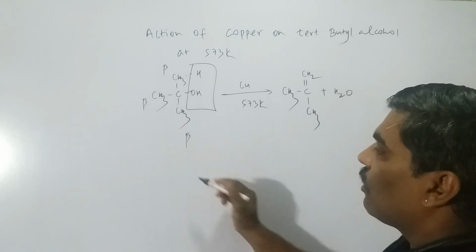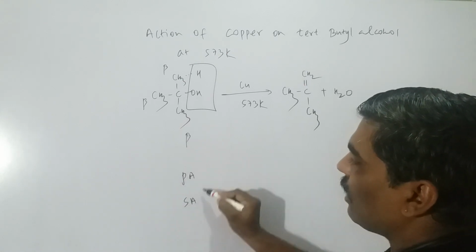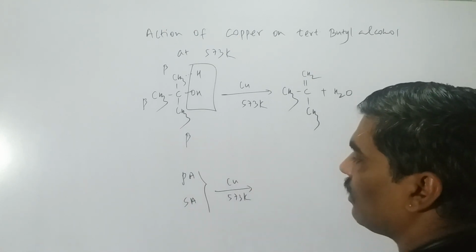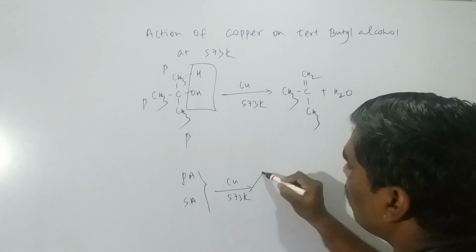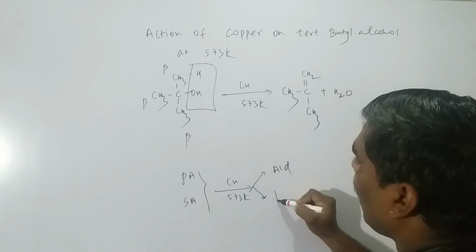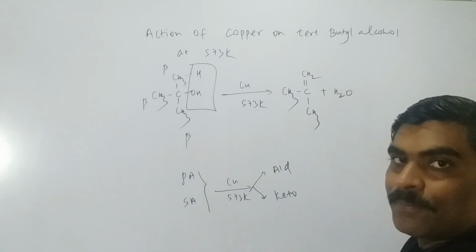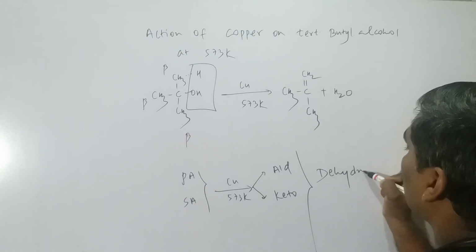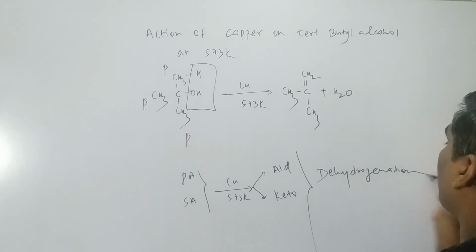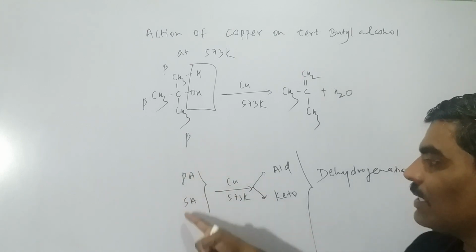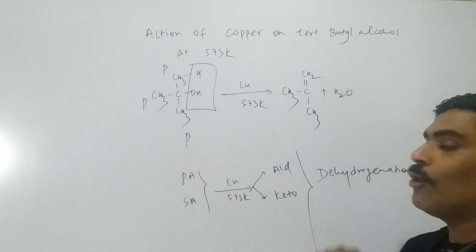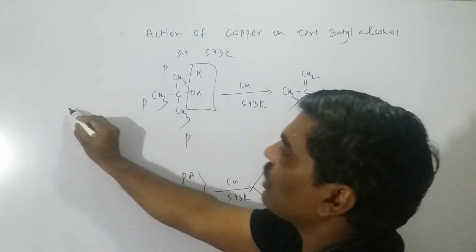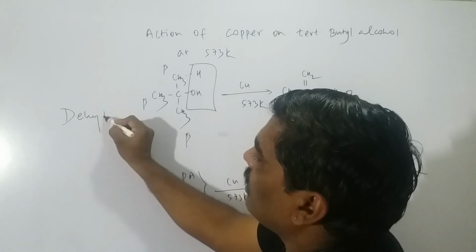Dehydration reaction. When primary alcohol and secondary alcohol are heated with copper at 573 Kelvin, they produce aldehyde and ketone respectively. And this reaction is known as dehydrogenation. In these two cases, it is called dehydrogenation. But here, in case of tertiary, this is a dehydration reaction.